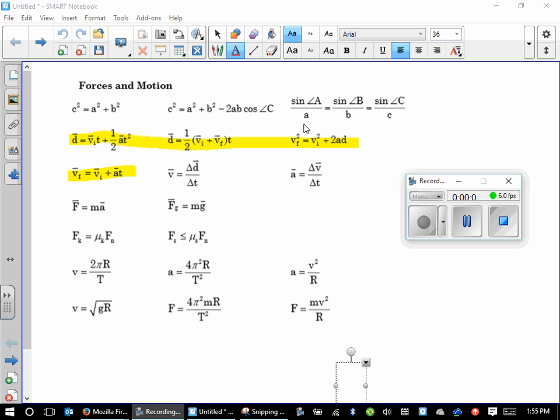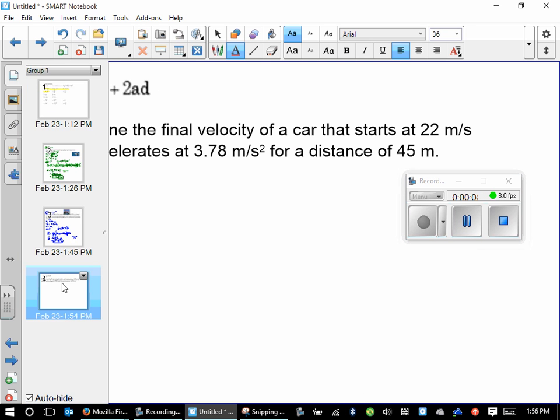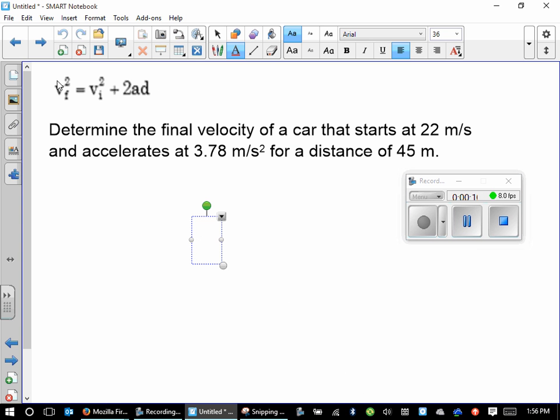Okay, our next formula, V final squared equals V initial squared plus 2AD. So that's this formula right here. Okay, couple things to remember. This gives you the velocity final squared. So just make sure if you want velocity final, when you're done, you square root it.